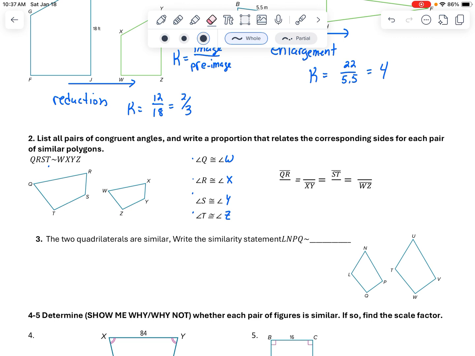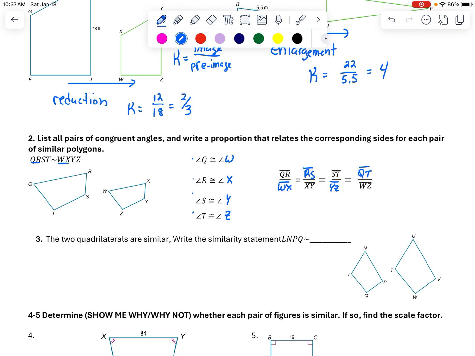Over here, when we talk about the proportional sides, QR is going to be my first 2, so that means it matches up with WX, my second 2. So there's a WX segment. XY is the middle 2, so that corresponds with RS. ST is going to be the last 2, so that has to be YZ on the other one. And lastly, WZ is front to back, and that means QT is going to be front to back. Again, that was fairly straightforward.